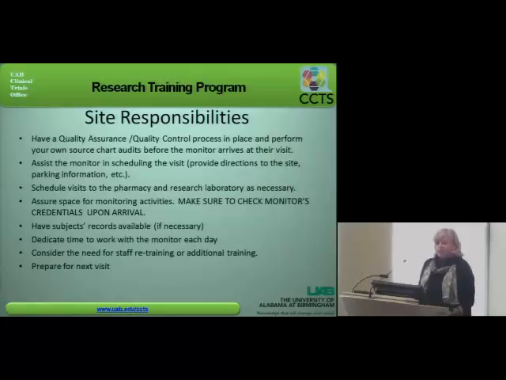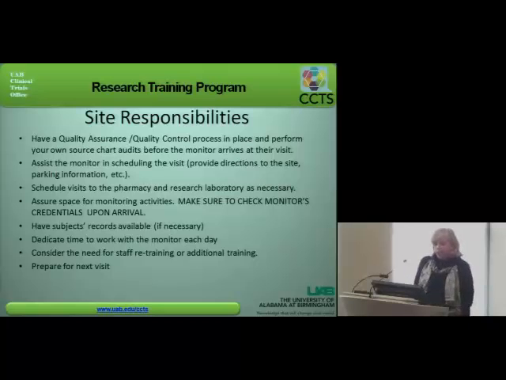Also have the site responsibilities. You really need to make sure you have a quality assurance or quality control plan and make sure that this process is in place. A lot of times what we do in our office is, before a monitor comes, pick 5 to 10 charts and really thoroughly go through those charts just like a monitor would do. We have a checklist that we go by and make sure our regulatory documents are all in order. It may cost you a little bit of time, but in the end it actually saves you time.